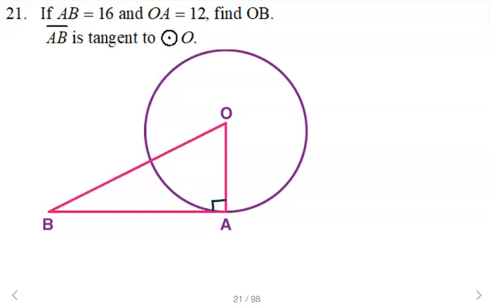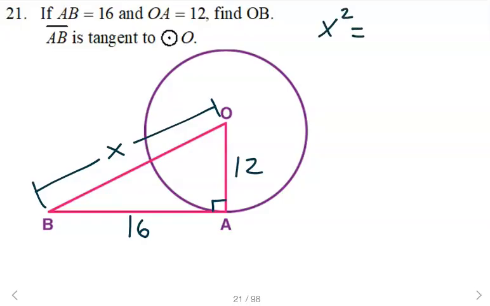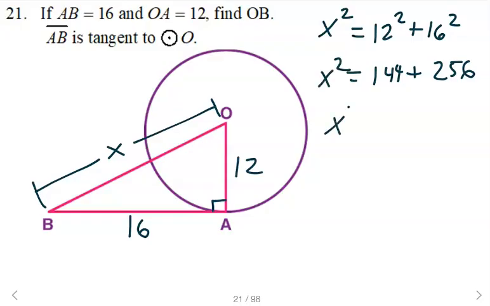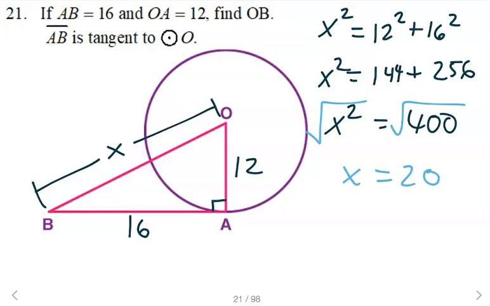Because AB is a tangent, we know that's a right angle there. AB is 16, OA is 12, find OB. So we're looking for the hypotenuse in this right triangle. So x squared equals 12 squared plus 16 squared. Squared, those give you 256 plus 144, which gives us 400 equal to x squared. And to get rid of squared, we'll square root. Only a positive answer makes sense here, and so we get x equal to 20. And so OB is what we're looking for. It's 20.